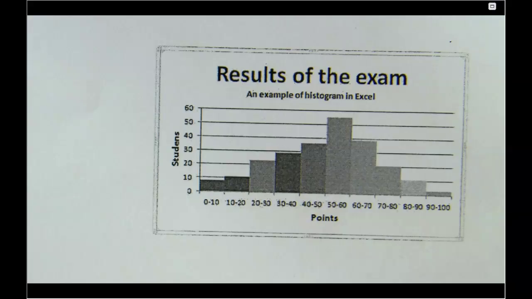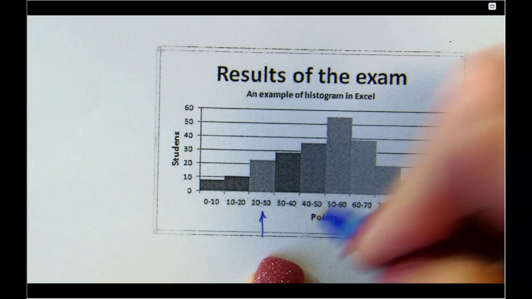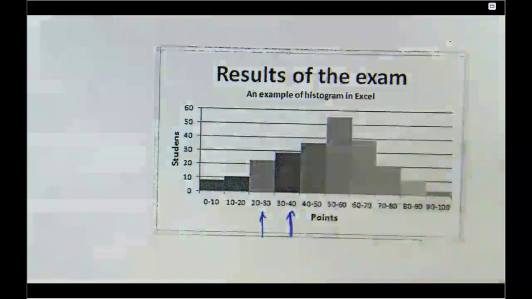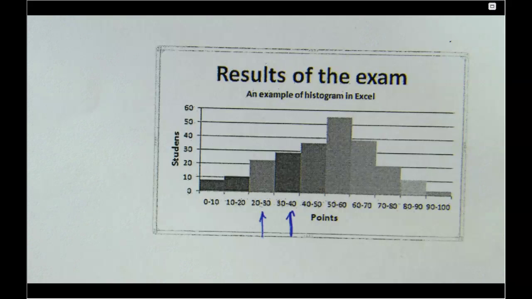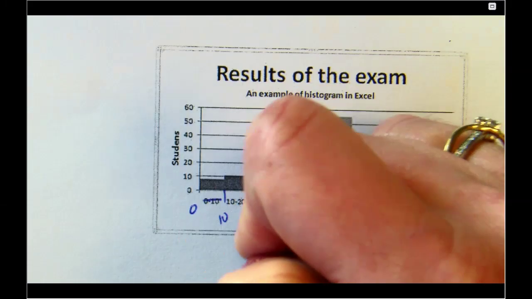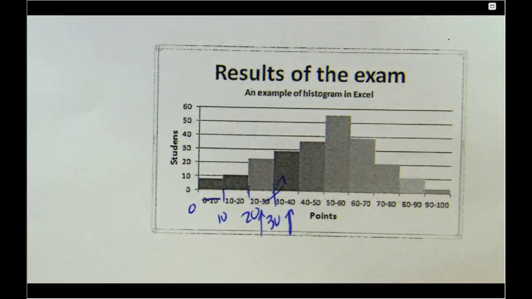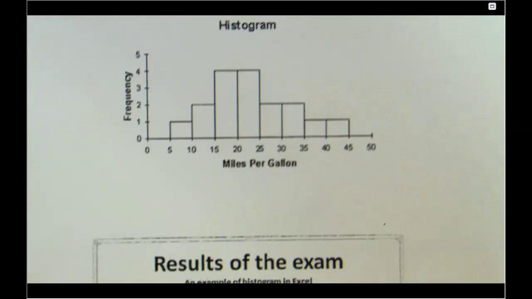Also, look at what this says. This says 20 to 30. This says 30 to 40. So where does 30 go? Does it go on the left side or on the right side? That's confusing, and this is not good labeling. What it should have been is 0, 10, 20, and 30, and 30 would go in this side because that starts the new bin. We'll talk about how you make these. This is a good one.